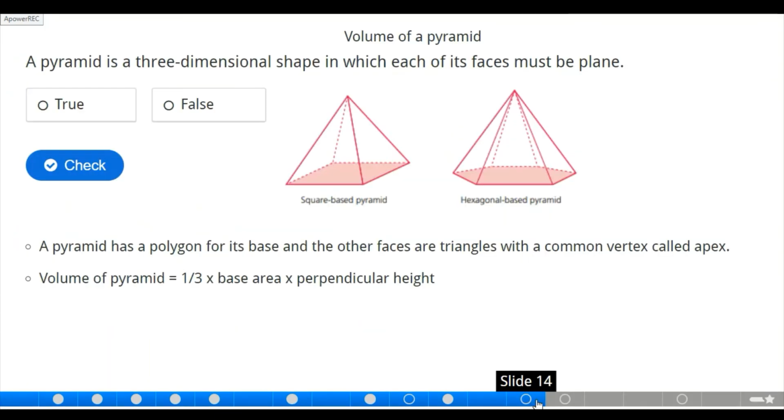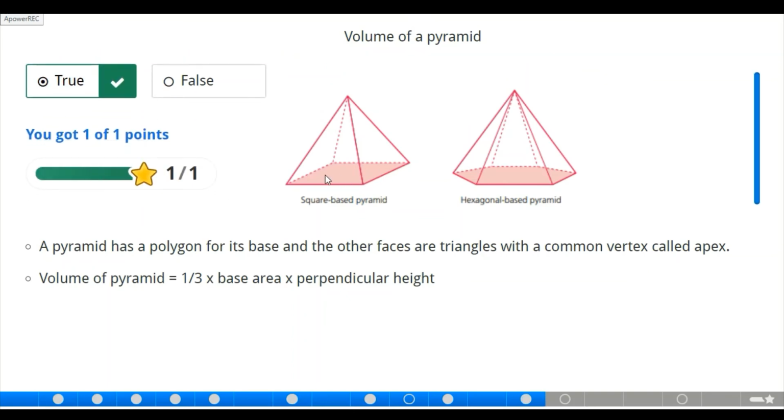Okay. Now let's look at the volume of a pyramid. A pyramid is a three-dimensional shape in which each of its faces must be plane. So for a pyramid to take place, each of its faces must be plane. Now look at this. We have a plane shape here for the square base pyramid, and for the hexagon base pyramid. Hexagon means 6, right? So it's going to have 6 angles, and this is going to have 4 angles. So you have a plane shape here.